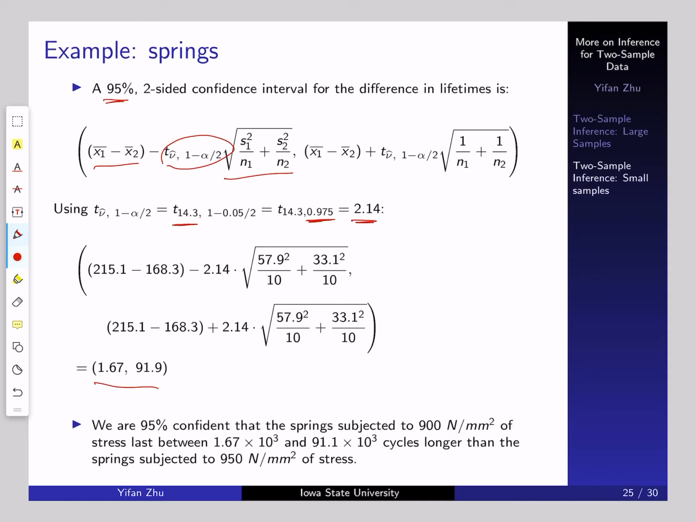Okay. So the interpretation is that we are 95% confident that the springs subject to the 900 stress, mu1, last between these two numbers of cycles longer, because they are positive values, longer than the springs subject to the 950 stress group.